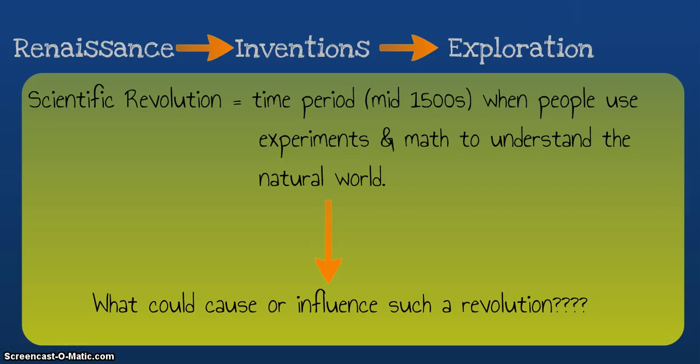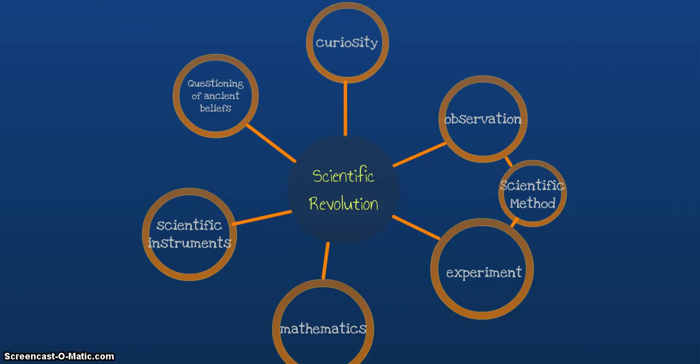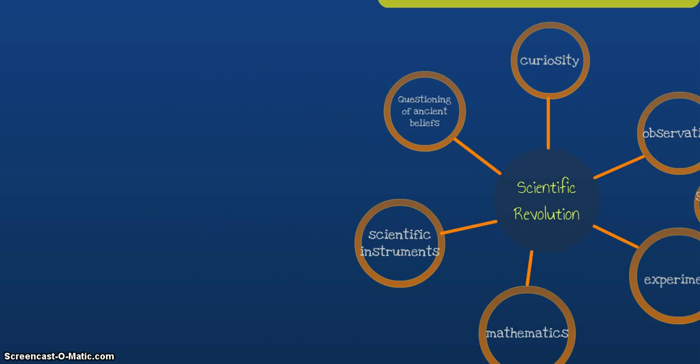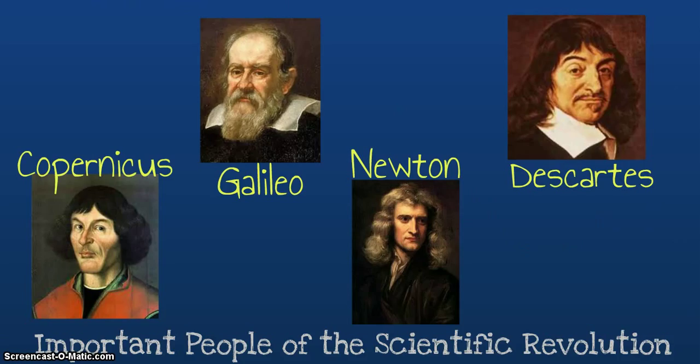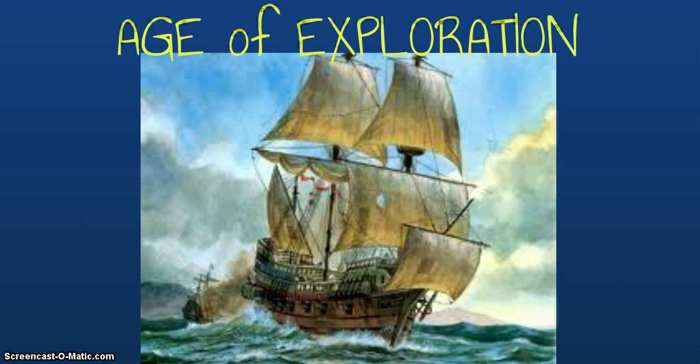Scientific revolution is also known as the Enlightenment period or the Renaissance, the time period between the 1300s to the mid-1500s when people used experiments and math to understand the natural world. In the scientific revolution, there were a variety of things that changed the way people thought about concepts, and those things included curiosity, observation, the scientific method, experimentation, mathematics, scientific instruments, and questioning of ancient beliefs. These are four main people of the scientific revolution: Copernicus, Galileo, Newton, and Descartes. But that's just a review.